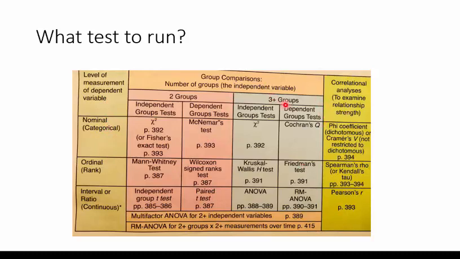So I had ethnicity, and they were independent. First of all, they ask you, is it 2 groups or is it 3 groups or more? So in ethnicity, there was 5 groups, so it's 3 groups or more. Were they independent or dependent? And yes, they were independent. So I will use this column here and this column here, and we see that the answer would be the Kruskal-Wallis H test.